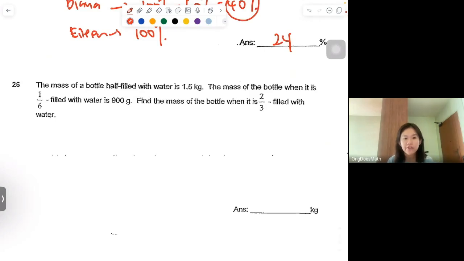Next, the mass of a bottle half filled with water is 1.5 kg. Half filled means half. The mass of the bottle when it is 1/6 filled with water is 900 grams. Find the mass of the bottle when it is 2/3 filled with water.